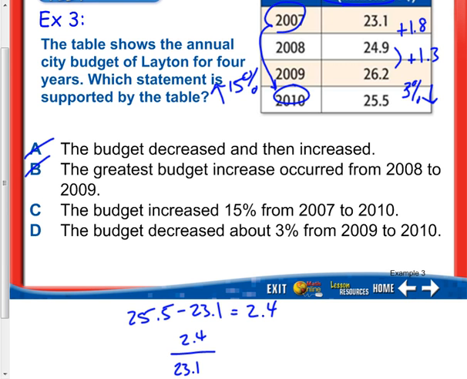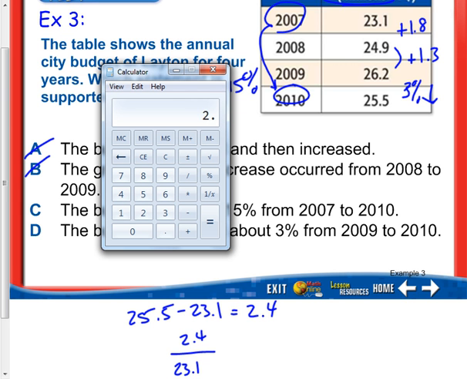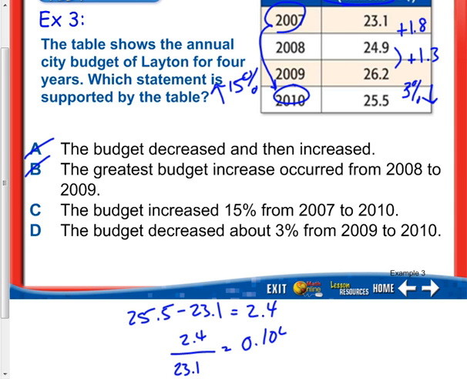So let's figure out what the percent is here. We have 2.4 divided by 23.1. And that gives us 0.104 if we're rounding, 0.104. And if we make that a percent, it's going to be about 10.4%, because remember we rounded, and that would be an increase. But the question was, is it 15% increase? No, it looks like it's a 10.4, so it looks like C is not correct.